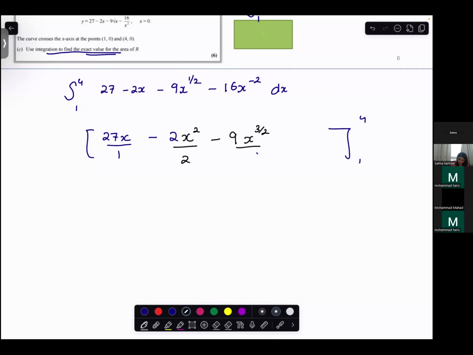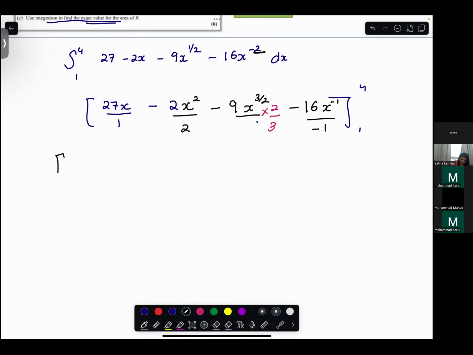So what would be divide by 3 by 2? Instead of dividing by 3 by 2, I always do the reciprocal of the new power. Okay, this makes it a bit easier for me. I do it this way. You can do the way you feel it's okay. Minus 16. What is the new power? Add 1 to the power. So minus 1, divided by the new power, minus 1. Okay. So I will further simplify it.